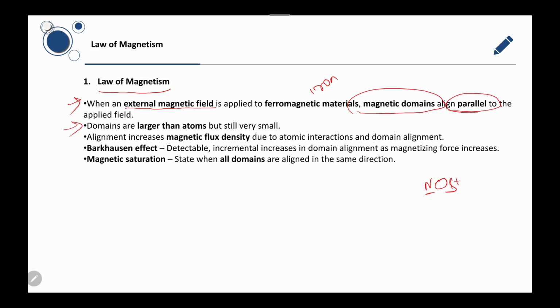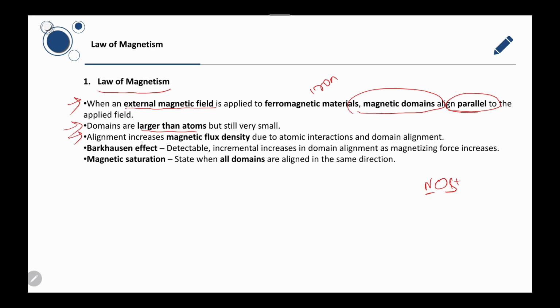The next point is that domains are larger than atoms but still very small. A magnetic domain contains billions of atoms aligned together. While they are far larger than single atoms, they are still microscopic, meaning we can't see them without special instruments.